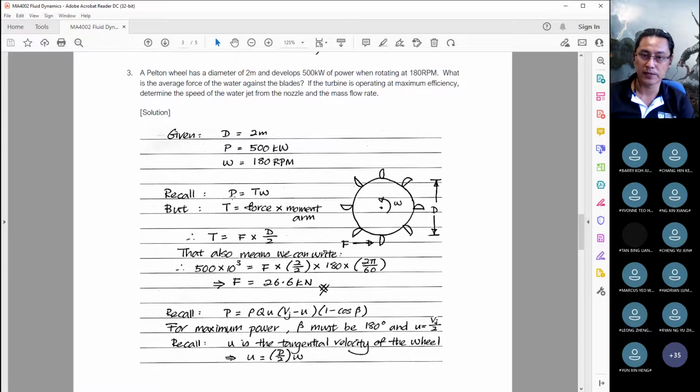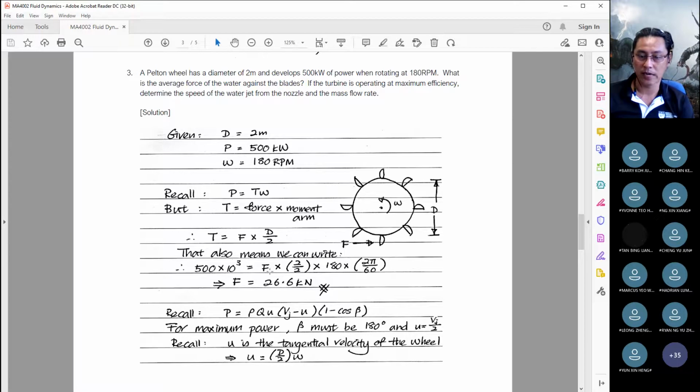Think about it, on the left-hand side is P, power. What's power? It's given as 500 kilowatts. So you can take 500 times 10 to the power 3, because it's kilowatts, equals F, which is what we want to find, multiplied by the radius. Radius is 2 meters divided by 2, because 2 meters is the diameter, and then multiplied by the angular velocity. So 180 RPM multiplied by 2 pi divided by 60.